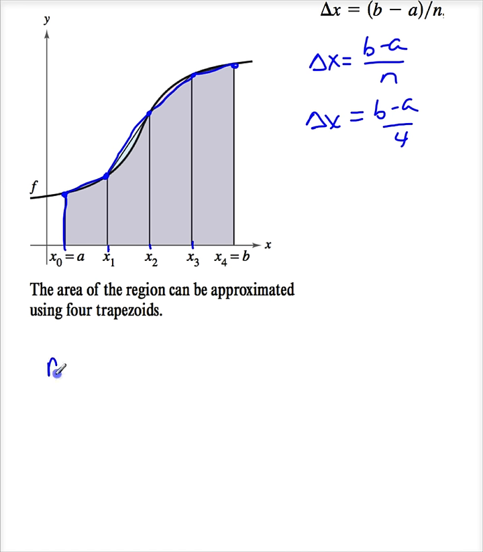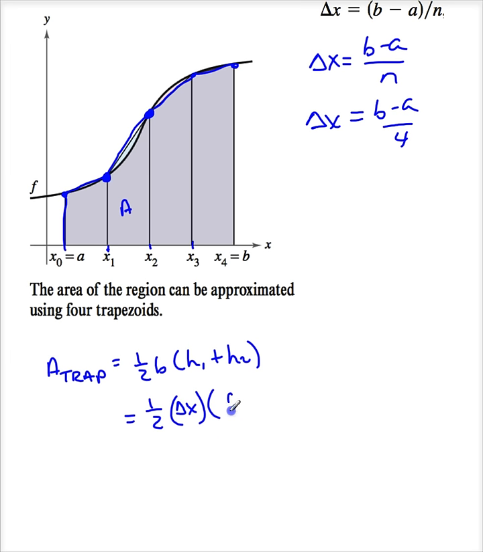Now you remember the area of a trapezoid is 1/2 base times height 1 plus height 2. Now in this case, the base is delta x. So whatever your delta x is, that's your base. Now what are your heights? Well, say I'm looking at the area of this trapezoid right here. The heights are my 2 functional values. So for this one, it would be f at x1 plus f evaluated at x2.